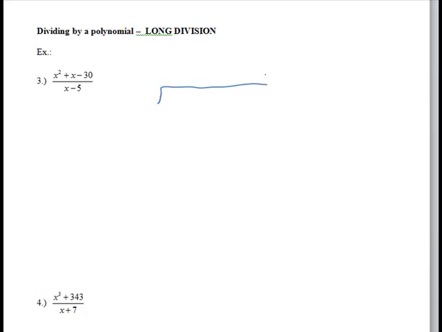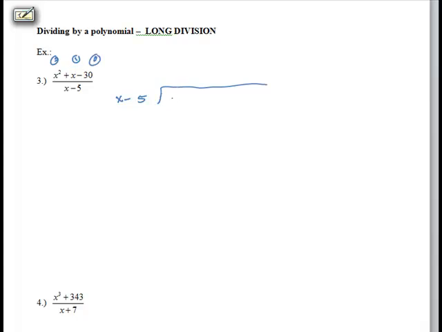So we all know the division bar. The denominator, what we're dividing by, goes out in front, x minus 5 in this case. The numerator goes inside. But we have to make sure the numerator is written in standard form. And we also have to include a term for every descending degree all the way down to 0. So in our numerator, we have three terms. The first degree is 2. The second degree is 1. The third degree is 0.